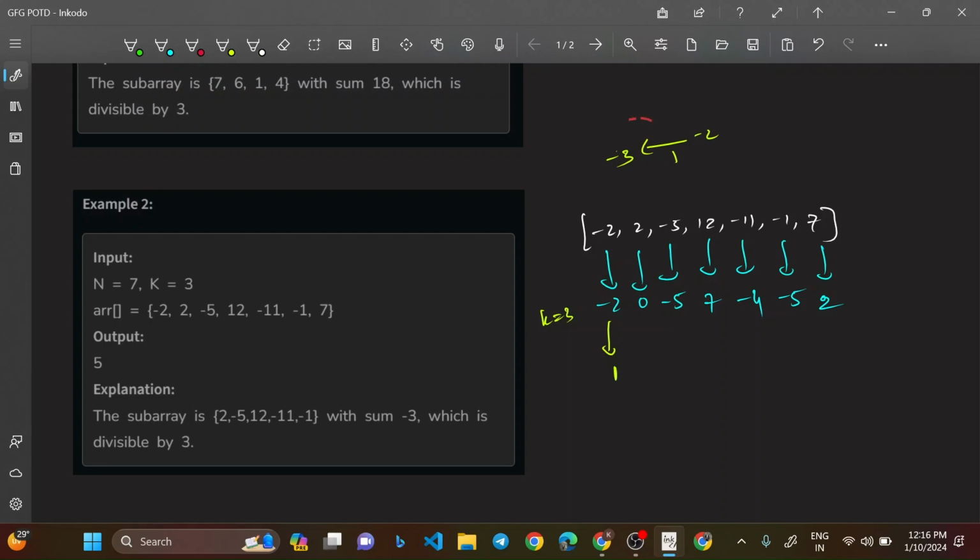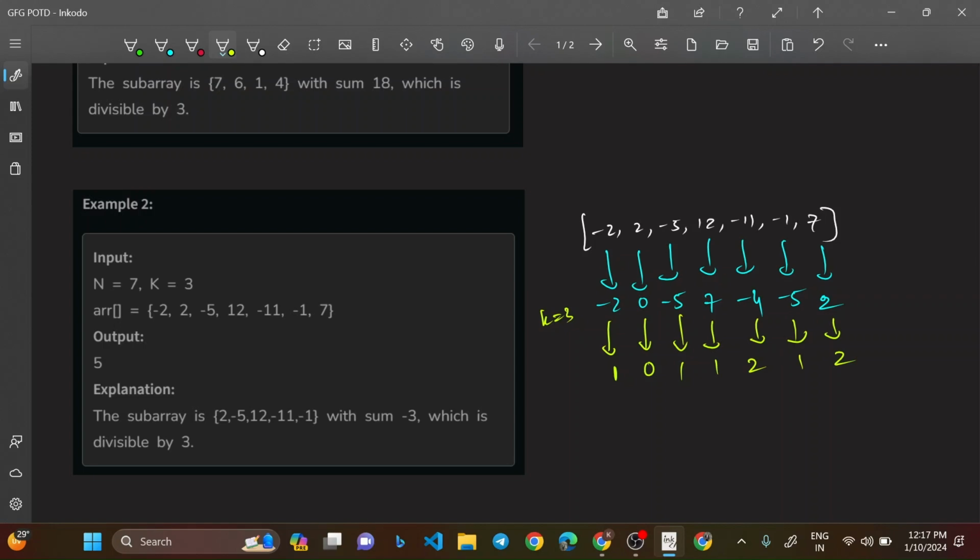I hope it's clear for you people. So I'll just erase this. In the case of -2, its remainder is equal to 1. In the case of 0, what is the remainder? 0 only. In the case of -1, what is the remainder? Sorry, do not put negative, it is 1. And in the case of 7, what is the remainder? It is 1. In the case of -4, what is the remainder? 2. In the case of -5, what is the remainder? 1. In the case of 2, what is the remainder? 2. I hope you are able to figure it out.